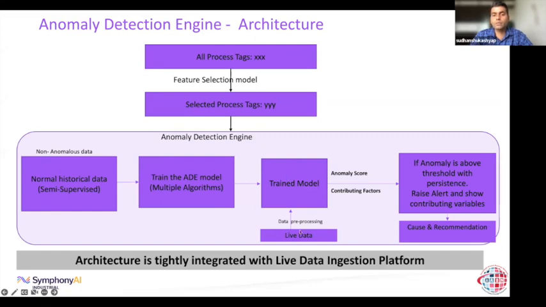Once you do that, you have a trained model available, and that trained model could run online. You could push live data to this model. It goes through data pre-processing, and then the trained model scores that data. The output would be explainable output, where you will see a composite score saying whether it is anomalous or not, and contributing parameters as we saw in the previous solution. Once you have this information, you can feed it to a domain knowledge base prescriptive engine which could give you causes and recommendations. So that's how the architecture of this kind of solution can be put together and deployed into production.